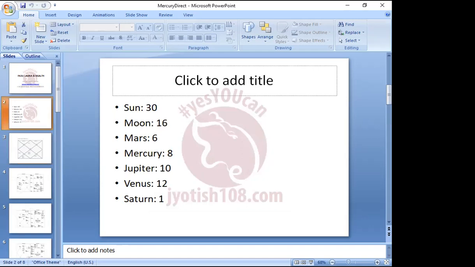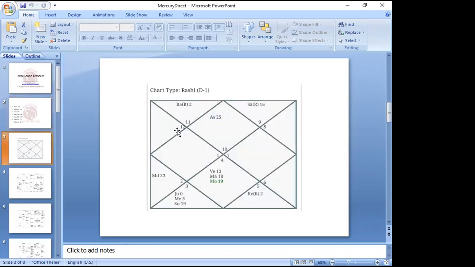Now divide this sum by 12 and then take the remainder. If you divide 18 by 12, you're left with 6. Now count this remainder from the Moon sign.